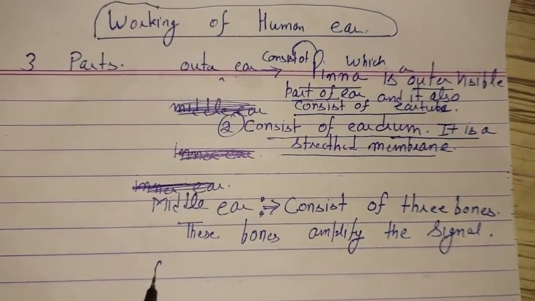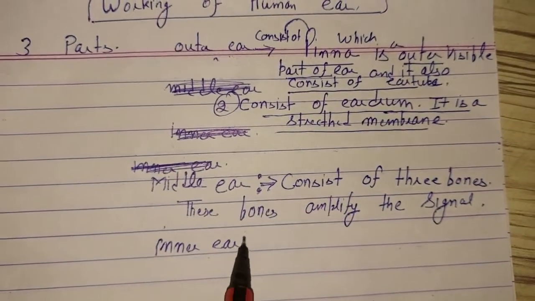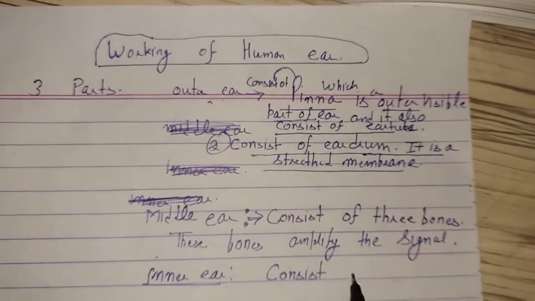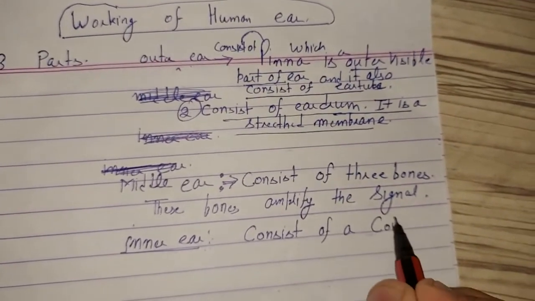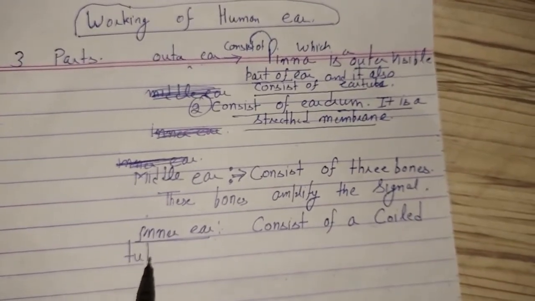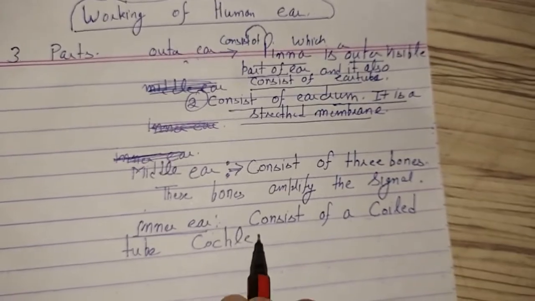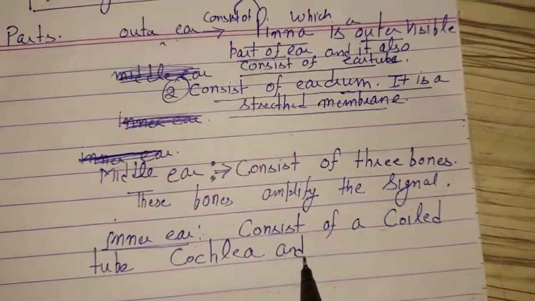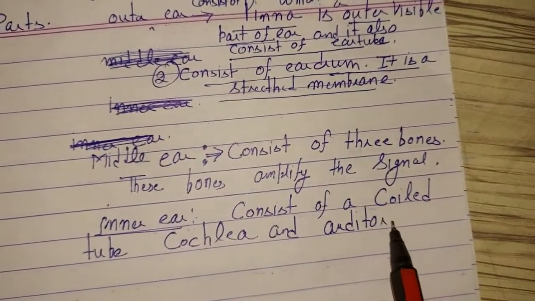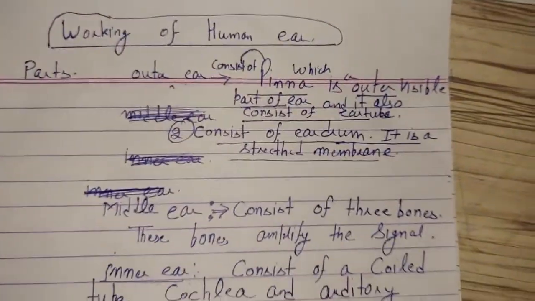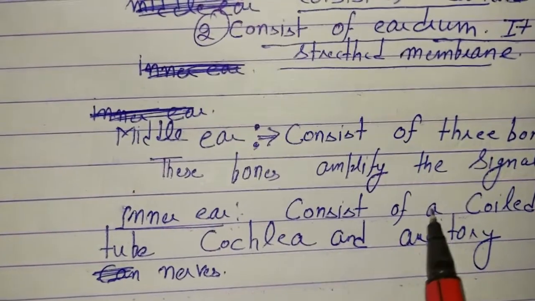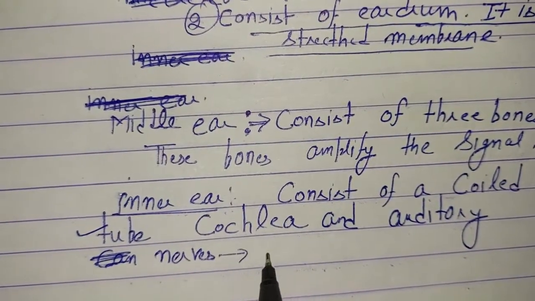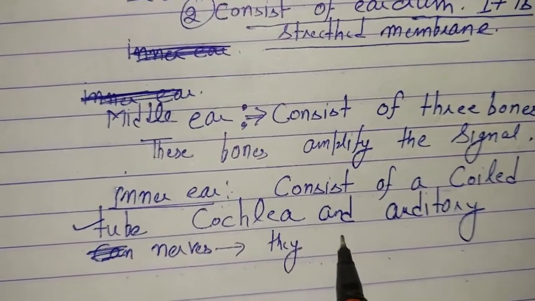And the last part is the inner ear. The inner ear consists of a cochlea, a coiled tube. This is the cochlea. And auditory nerves are connected to this cochlea. These auditory nerves have a connection with the brain.